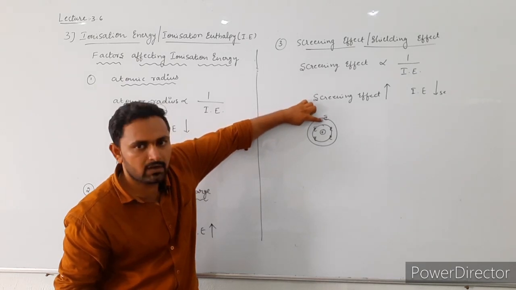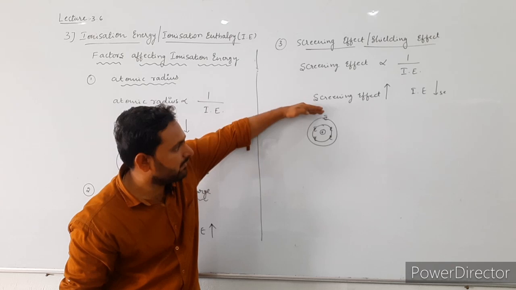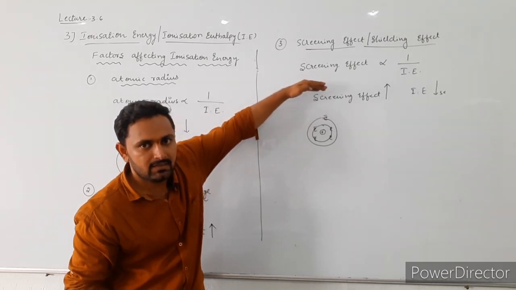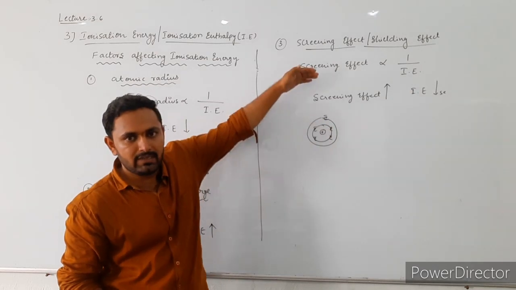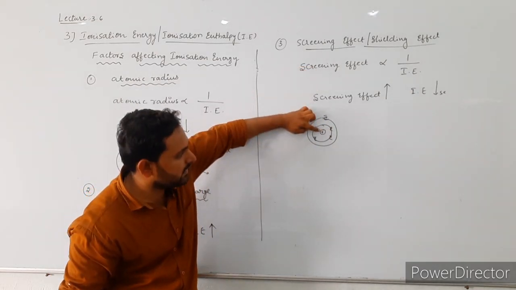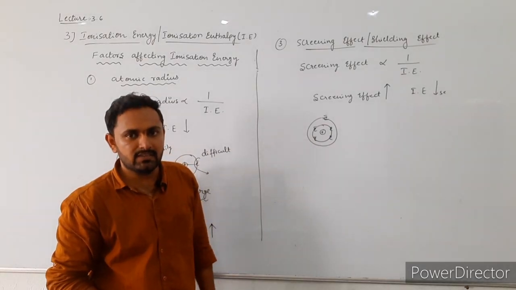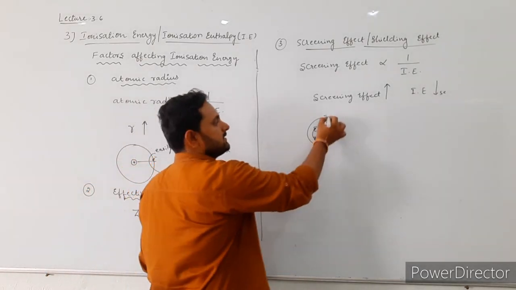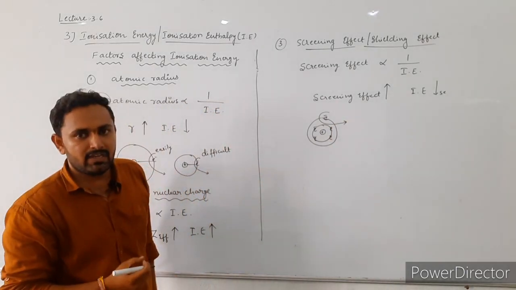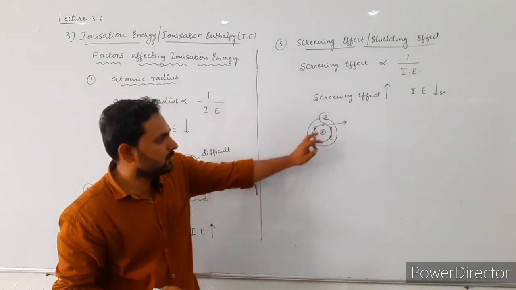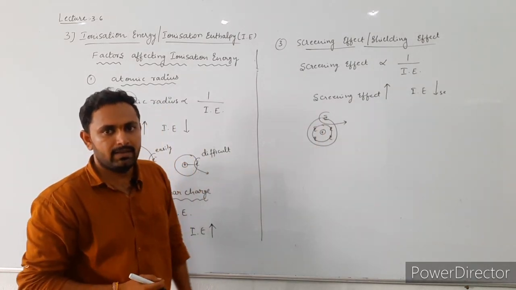The outermost electron will move away from the nucleus. If it moves away from the nucleus, then the force of attraction between the nucleus and the outermost electron decreases. In such cases we can easily remove the outer electron. That's why less energy is required when there is more repulsion between inner shell electrons and outer shell electrons.